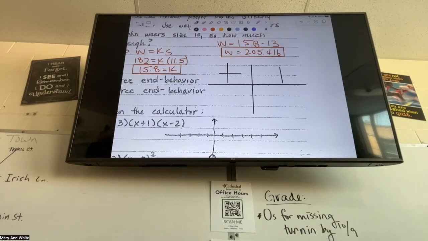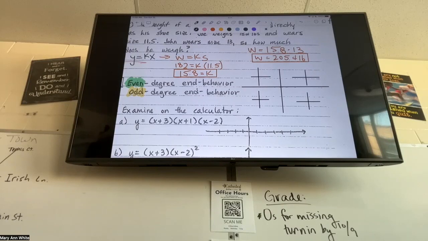Now, when we talked about even and odd before, we were talking about symmetry. We're not talking about symmetry here. We're just talking about the arrows and how the graph ends. I care about the end behavior. So your 2 options are even and odd, and then within those we have positive and negative.